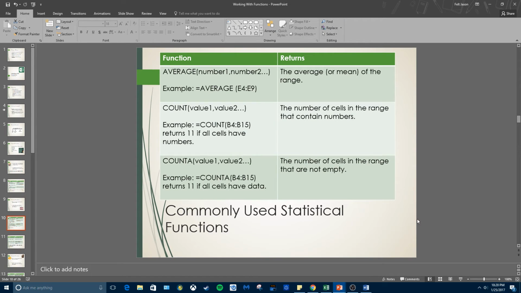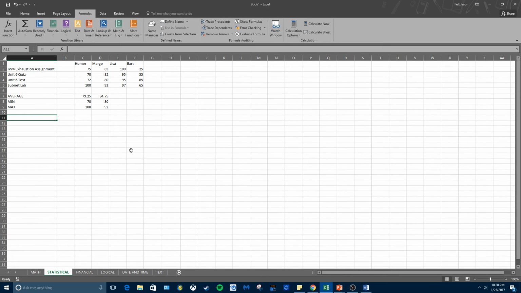And I'm going to show you how to do that here in a second. Okay, so we're going to do count A. So if I want to count the number of students I have, okay, I would use which one? Count A, because it's the number of cells that are not empty, equal C1 through F1. It also helps when you have a function. There you go. 4 students.